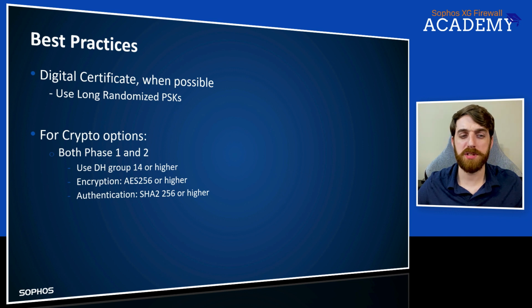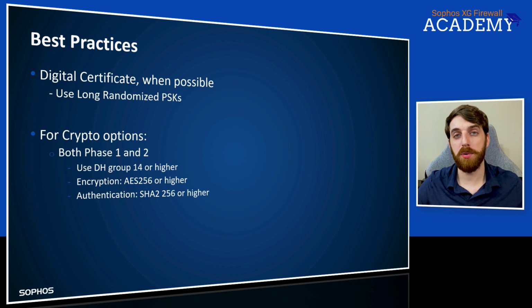For crypto options, a lot of people just go and configure and utilize whatever the default is. In Sophos, that's correct, as we use what I consider the best practice for the cryptography settings. Using DH group 14 or higher. Higher isn't always better, as some of the encryptions are less, but in a general sense, it is. I would just suggest saying 14.